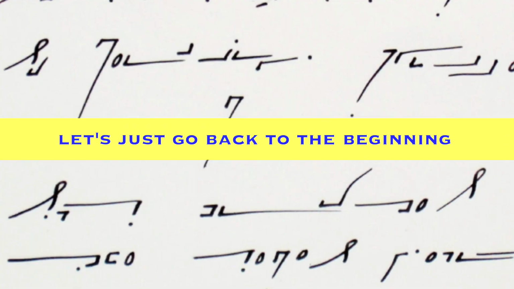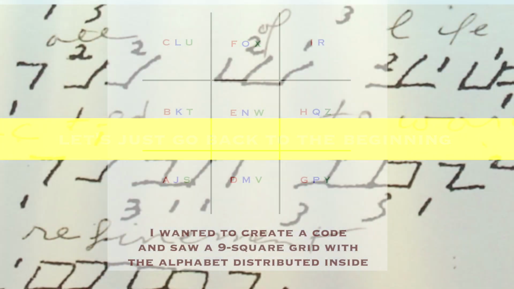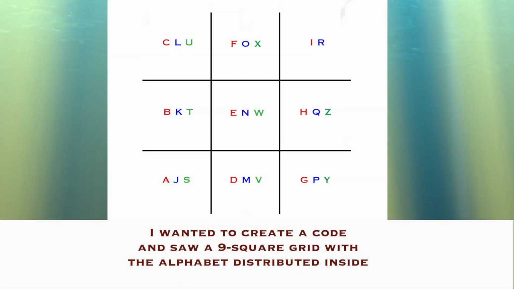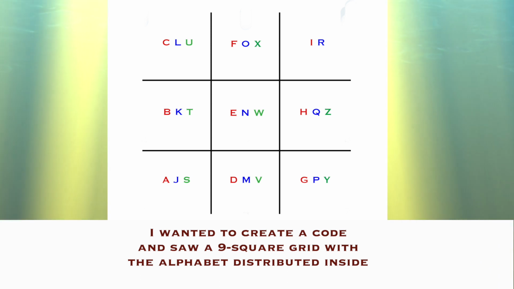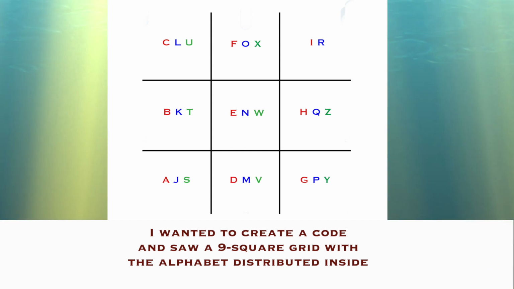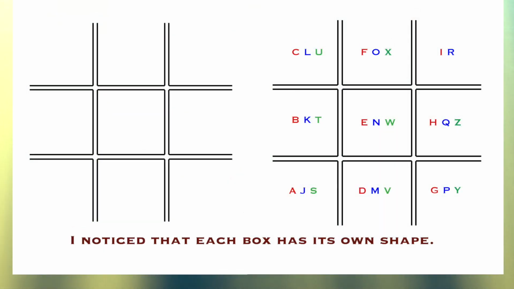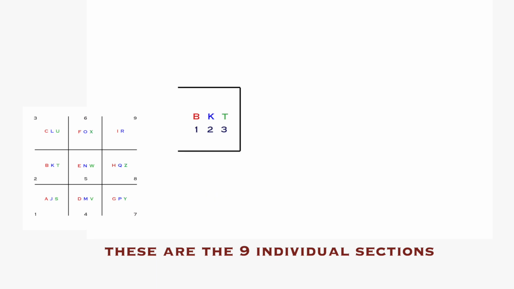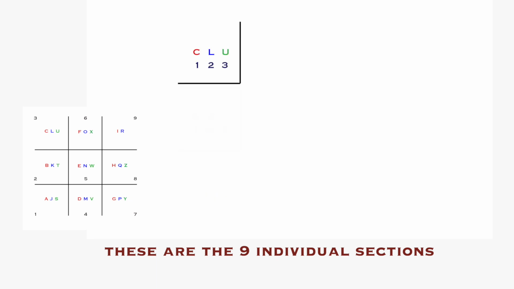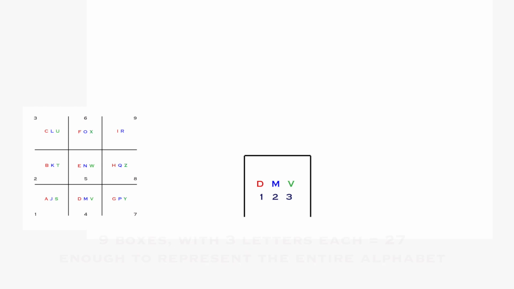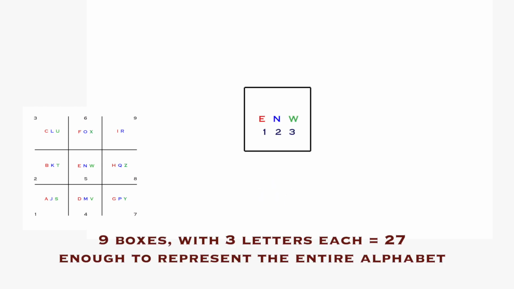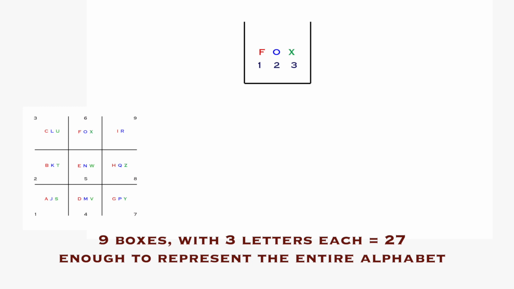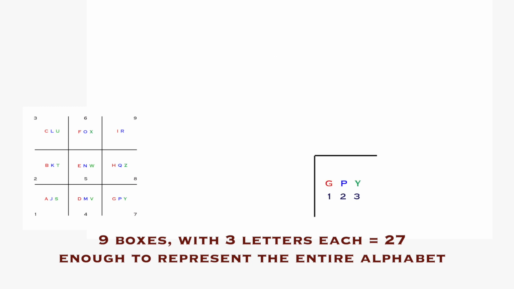Let's just go back to the beginning. I wanted to create a code and saw a 9-square grid with the alphabet distributed inside. I noticed that each box has its own shape. These are the 9 individual sections. 9 boxes with 3 letters each equals 27, enough to represent the entire alphabet.